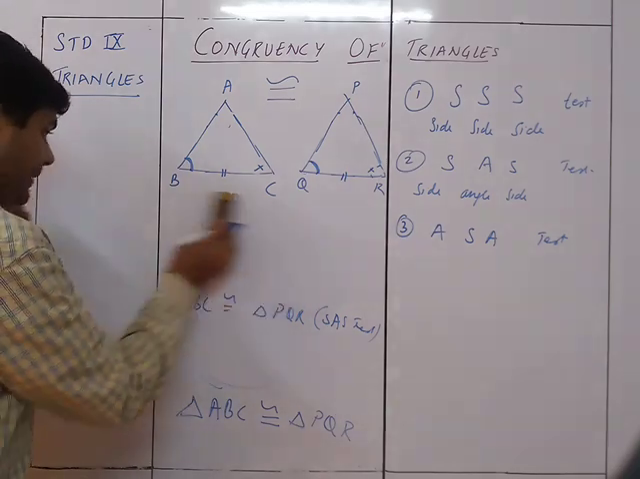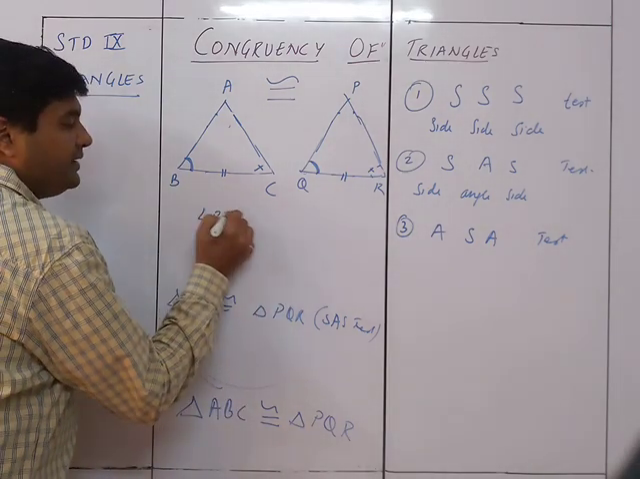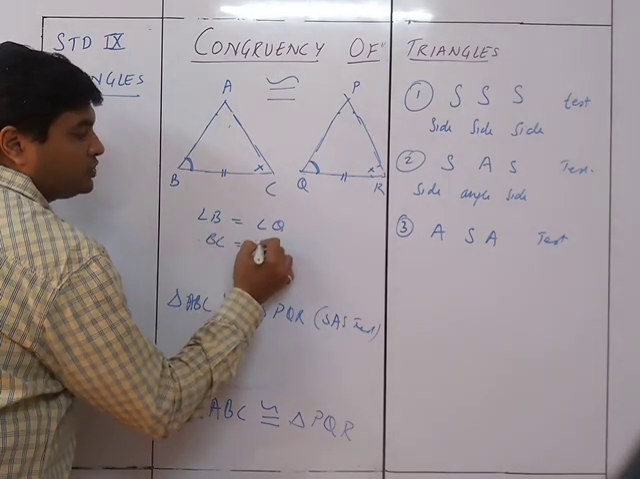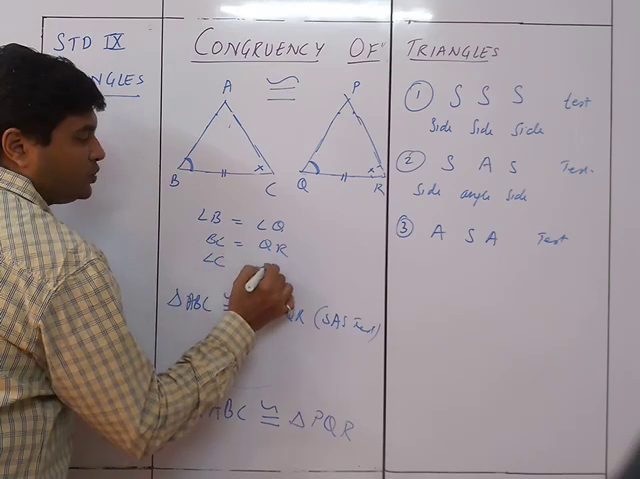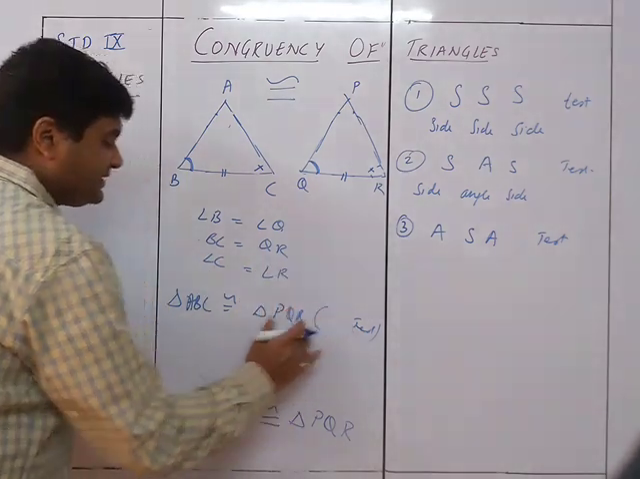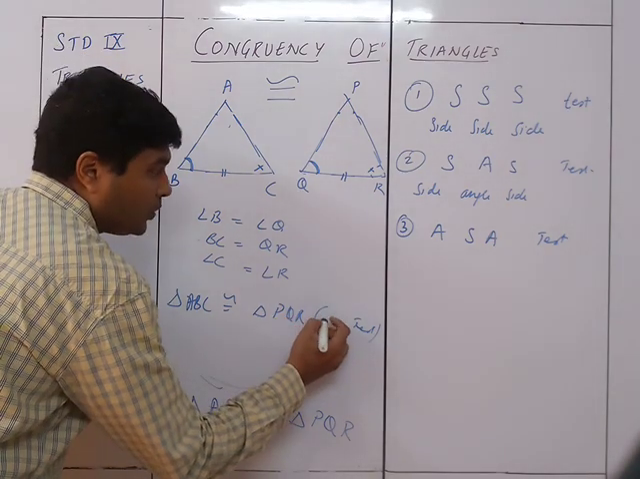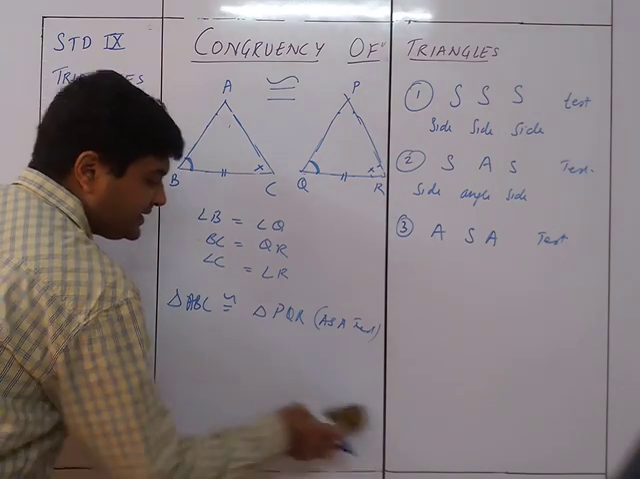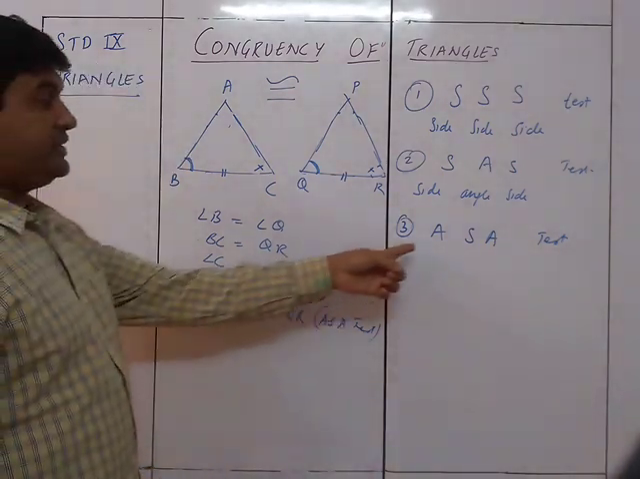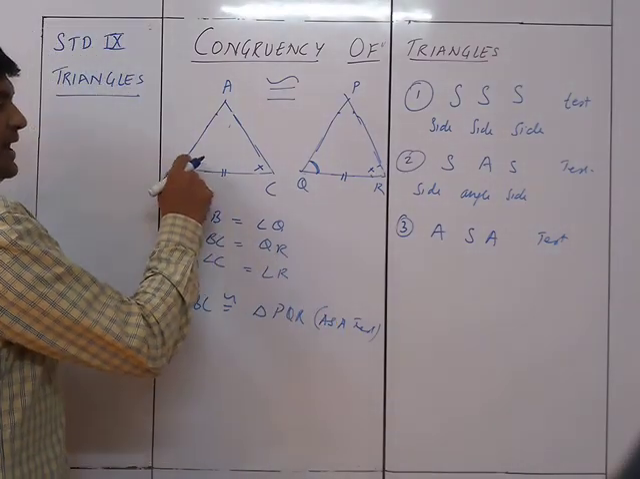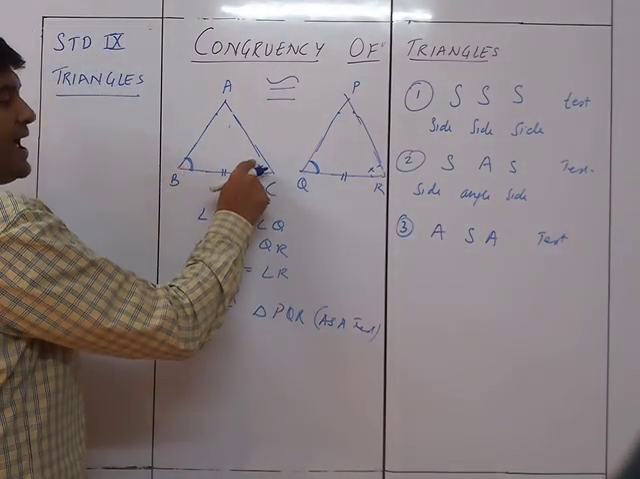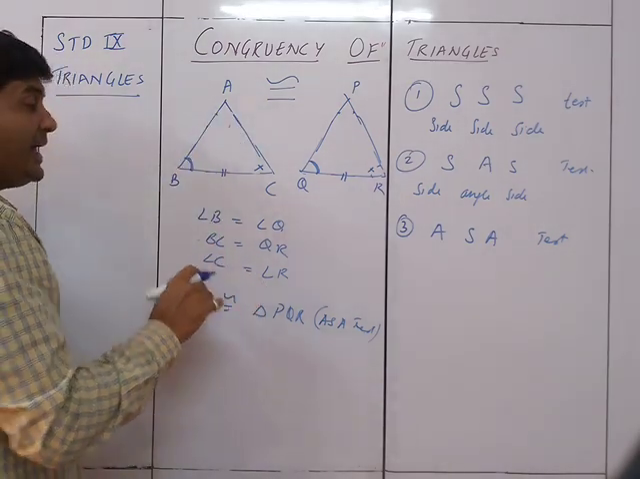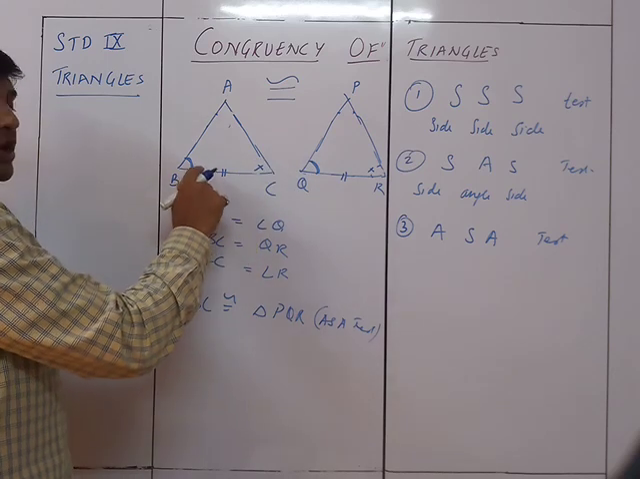So if angle B is equal to angle Q, side BC is equal to QR, and angle C is equal to angle R, then I will say that triangle ABC is congruent to triangle PQR by the ASA test. This is the method to be used. Mind well, it has to be angle, side, angle. You cannot have an angle, then some other side and an angle. Not possible. It has to be in a continuous form, with nothing missing in between.